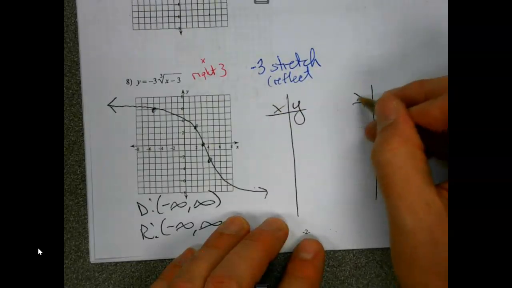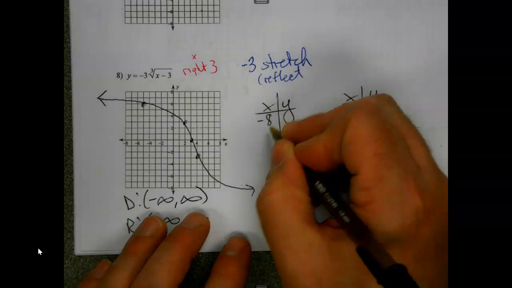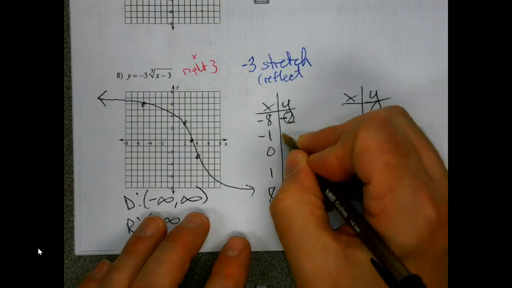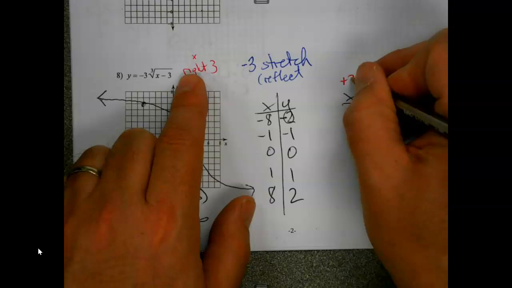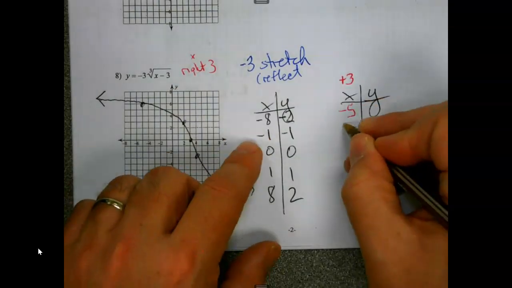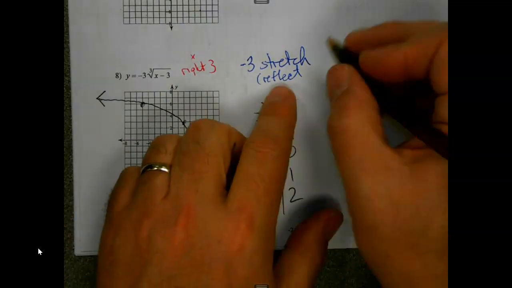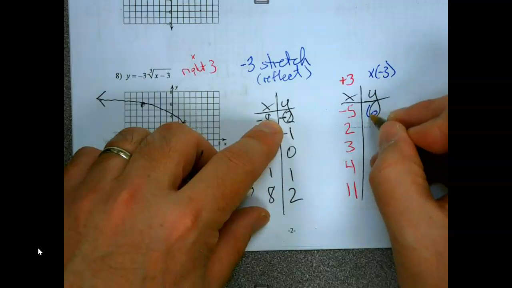And I would highly suggest, if you weren't here yesterday or you were in another world yesterday, that you go back and watch that video to kind of see how some of this stuff works. So here, when we're doing cubed roots, our parent graph is perfect cubes. We got that in your notes. That's where our starting point is. So right 3 means we're going to add 3 to all the x values. And that -3 stretch that we're going to be reflecting means we're going to multiply all the y values by -3.